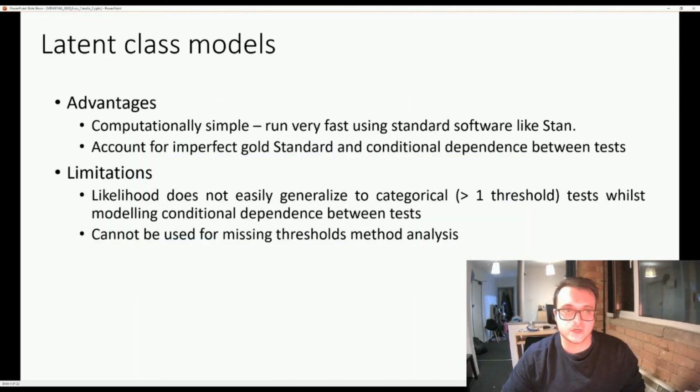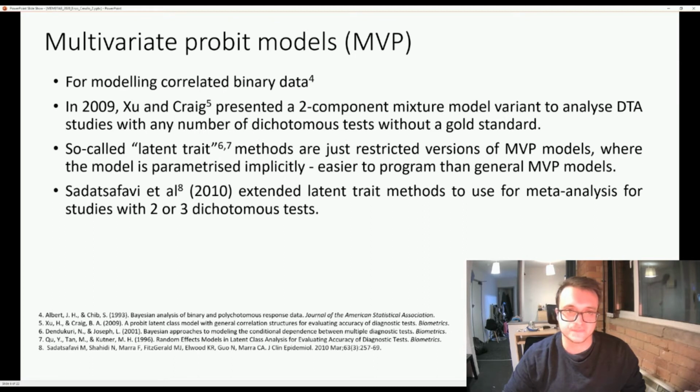So just to summarize, the advantages of latent class models are that they're computationally simple, they run really fast using standard software like Stan, and they can account for an imperfect gold standard and conditional dependence between tests. The limitations are that they don't easily generalize to categorical tests whilst modeling conditional dependence, and they can't be used for missing thresholds meta-analysis.